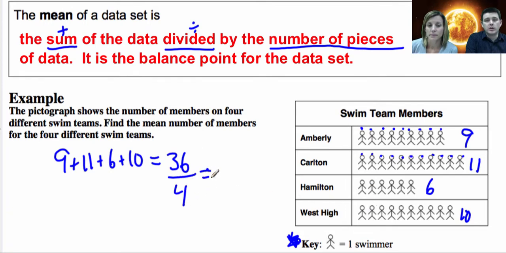Here's the rule. You are allowed to use a calculator as long as we see all of these steps: your addition statement and what you're dividing by. What did you add up? What did you get? And then what did you divide by? That 36 sum is important to write down. 36 divided by 4 would be 9. The average would be 9. That's 9 swimmers.